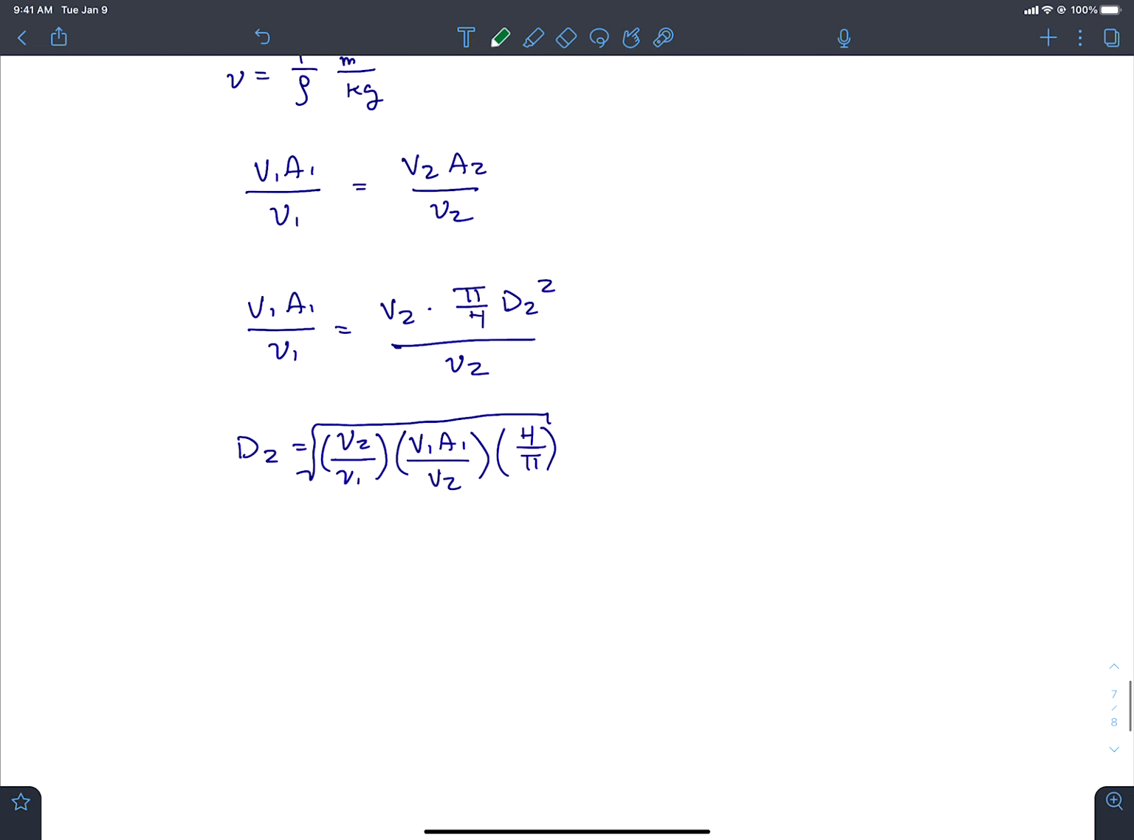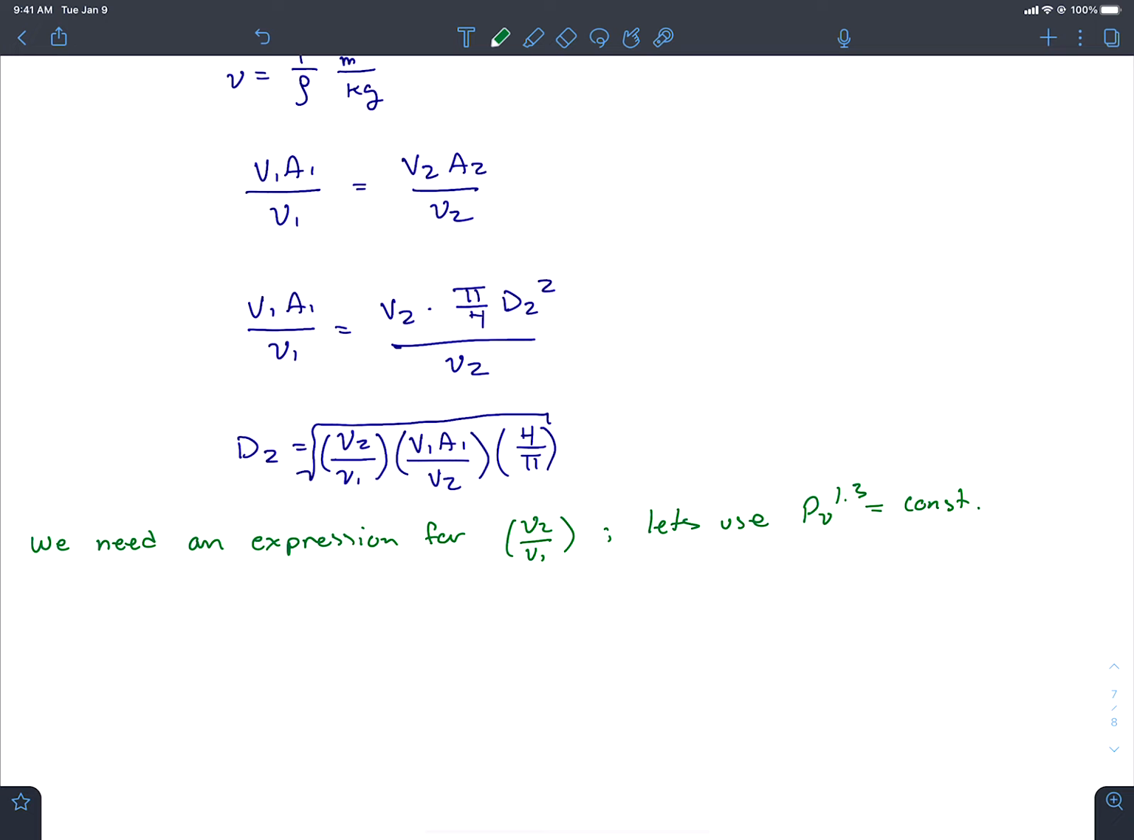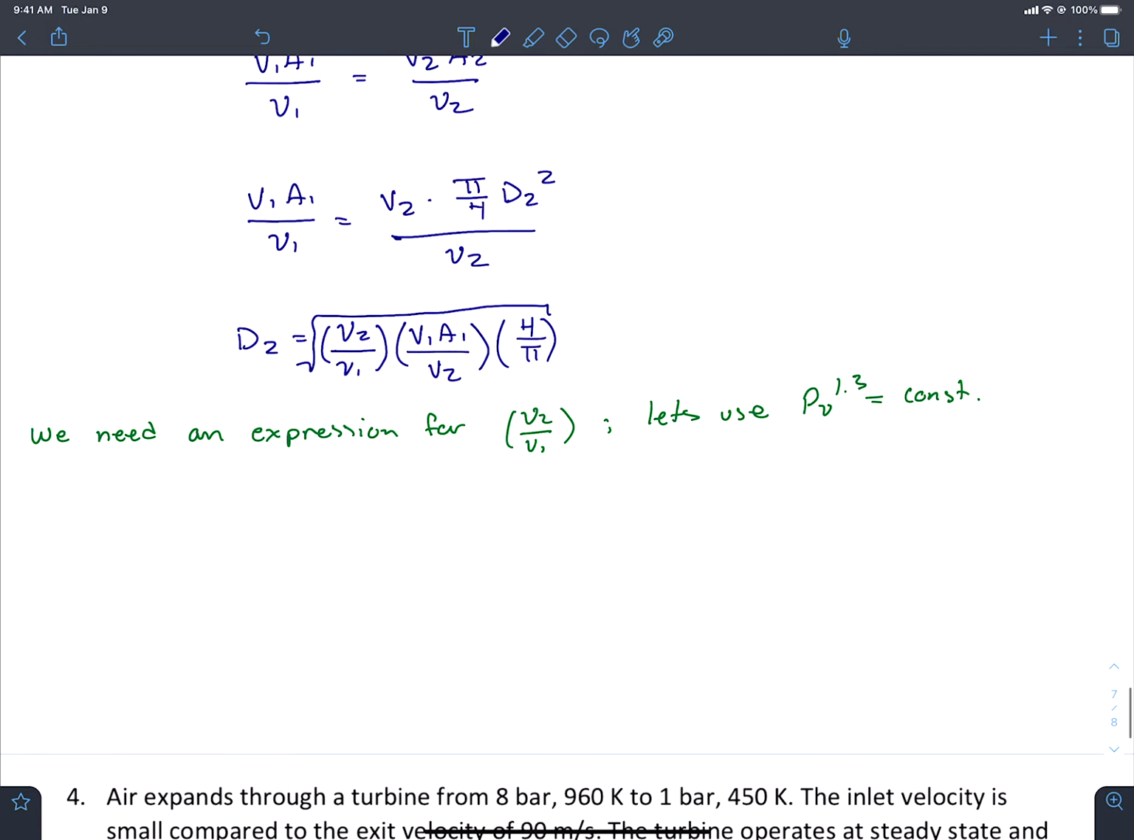Okay, so now we need an expression for mu2 over mu1. So let's use P mu to the 1/3 equals constant. Okay, oh, I gotta add another page. Okay, no worries. So P1 mu1 to the 1/3 equals P2 mu2 to the 1/3.